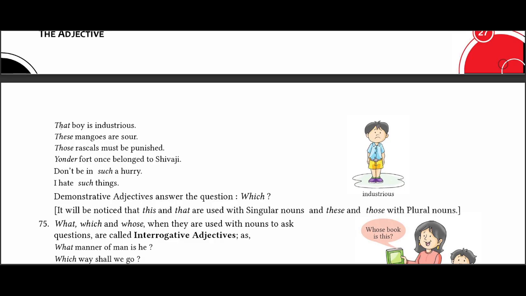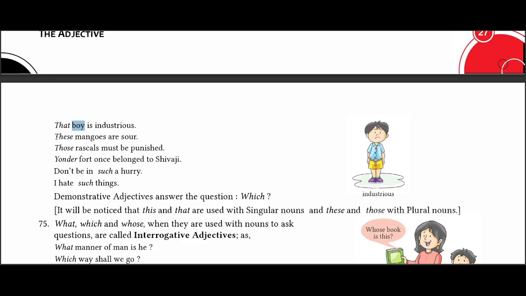Now look at these statements. That boy is industrious. Boy is a noun, and that is an adjective that is being used alongside this noun. That is an adjective. But what does it do? What is its function? What's its role? It's pointing out the noun. Which boy? That boy is industrious.